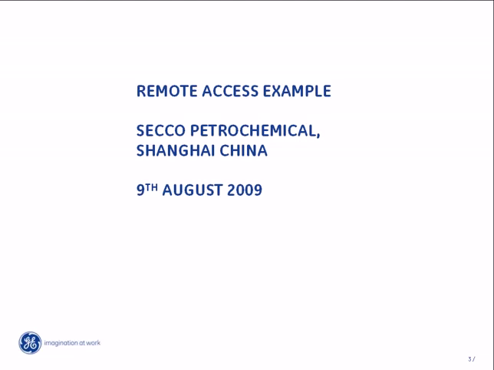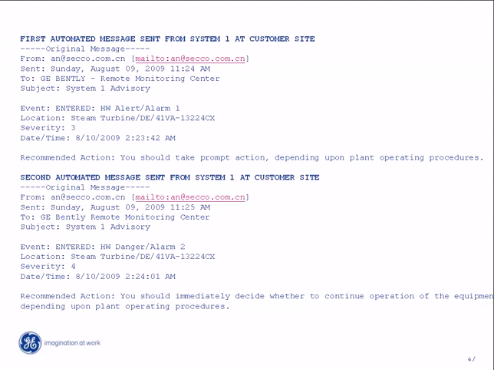The on-site system is configured to send out messages whenever an alarm is triggered. On Sunday, 9th of August, one such alarm was received in the remote monitoring center. In Shanghai, it was 2:23 a.m. on Saturday night, Sunday morning. Moments later, a second message was received. This time it was a severity 4 alarm.